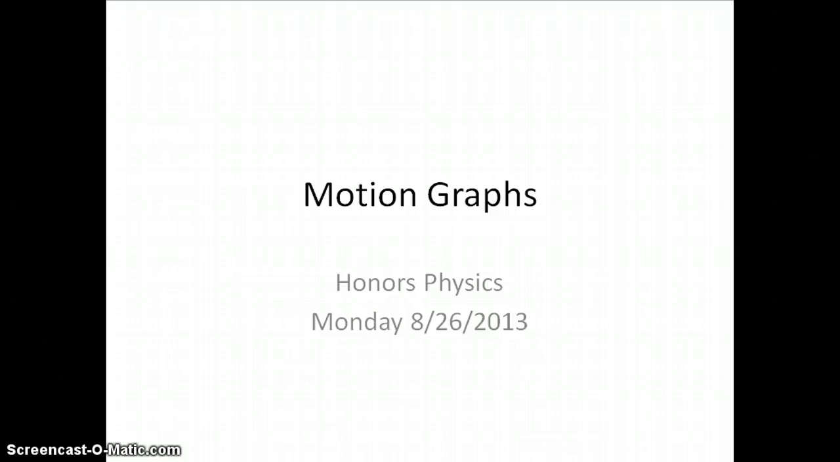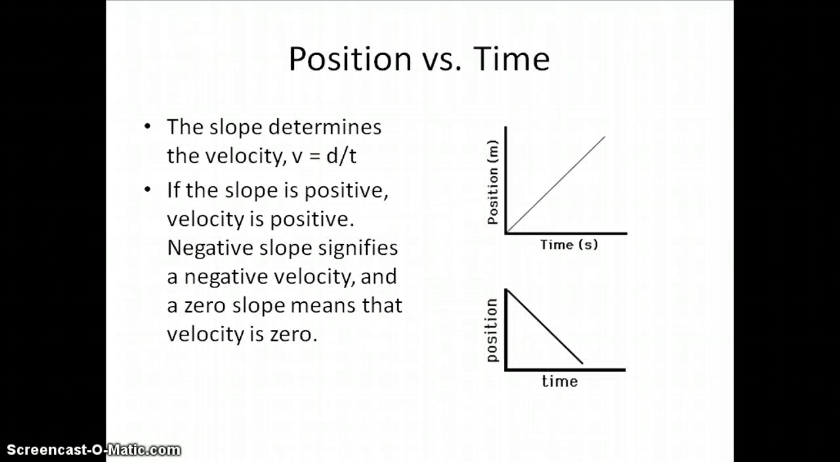We're going to start with the position versus time graph. So here, you have your position and you have your time. So you're reading where you are. And the slope here tells you your velocity. This is where we get our velocity is equal to distance divided by time. If the slope is positive, then we know velocity is positive. If the slope is negative, we know that the velocity is negative. And if it's a zero slope, which is a horizontal line, then we know that there is no velocity.